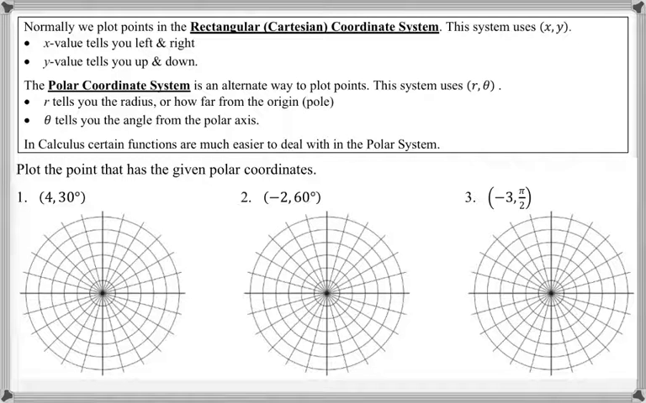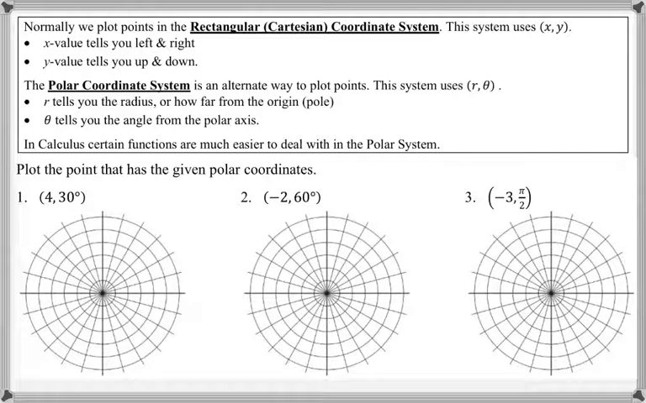So the reason why we have this is because in calculus, certain functions are much easier to deal with in a polar system. We could do the math in the normal rectangular system and it could take a really long time, or we could take the time to first convert it to polar, and then sometimes the calculus goes very quickly. So this really comes into play in calculus, and that's why we're looking at it here.